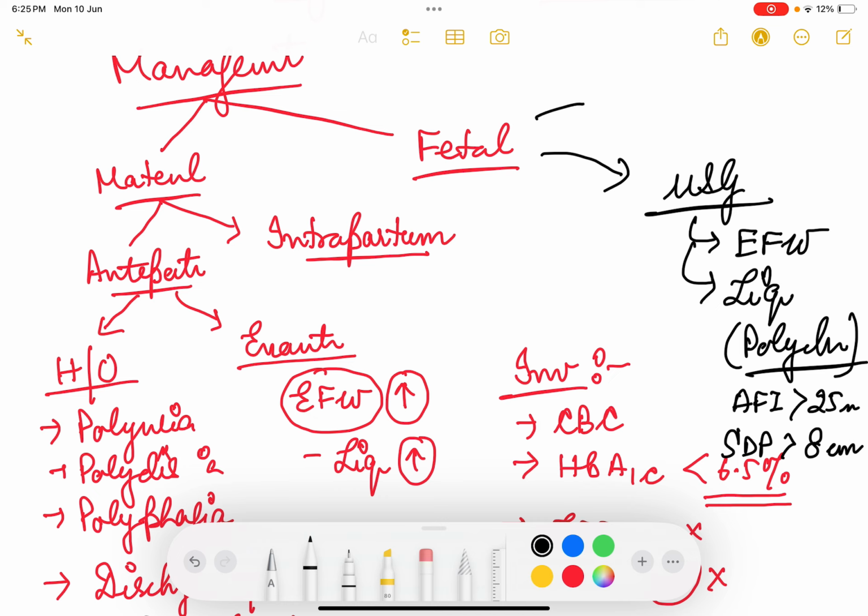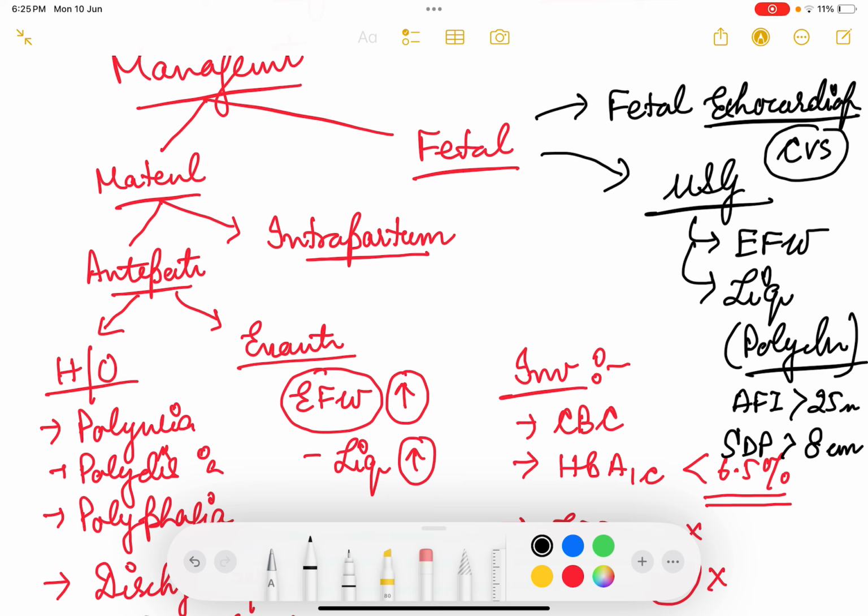Also for the fetus, we get fetal echocardiography done. Now what is the indication of fetal echocardiography? Why do we get it done? Because congenital heart disease or CVS disorders, I have already told, are very common in infants of diabetic mothers. So you have to detect whether there are cardiovascular disorders in the form of ventricular septal defect, transposition of great vessels, hypoplastic left ventricle, HOCM. These all are found in fetal echocardiography.